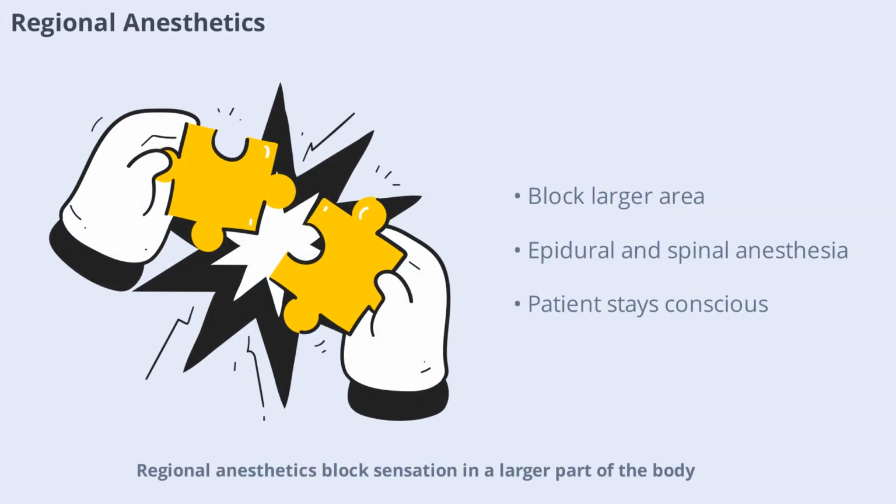Regional anesthetics block sensation in a larger part of the body, such as an arm, leg, or the lower half of the body. Examples include epidural anesthesia, often used during childbirth, and spinal anesthesia for lower body surgeries. These drugs are injected near major nerves or the spinal cord, providing pain relief without affecting consciousness. Regional anesthesia is a valuable tool for many surgical and pain management situations.